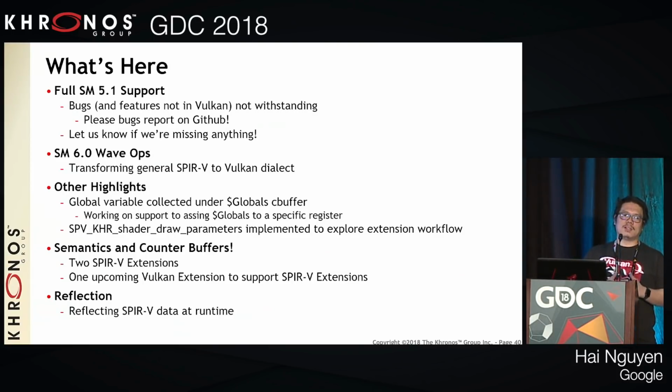The two most exciting things that have happened in our little local team are that we've got semantics and counter buffers in as an extension, which we'll talk about in just a little bit. We'll be proposing the Vulkan extension soon to support this on the driver side. And lastly, we've been doing a little bit of work with reflection because there's been a lot of community feedback about reflection, and we wanted to provide a lighter path for it.